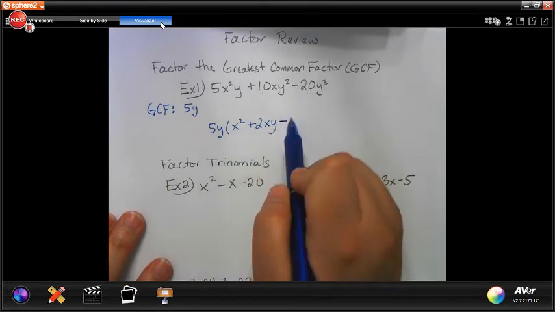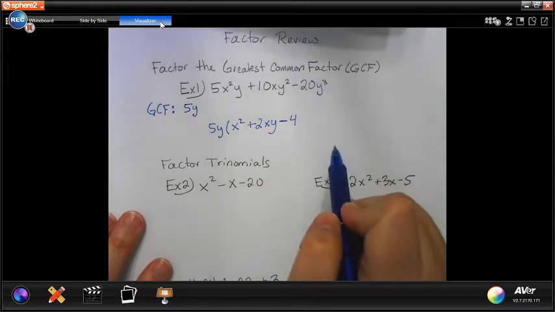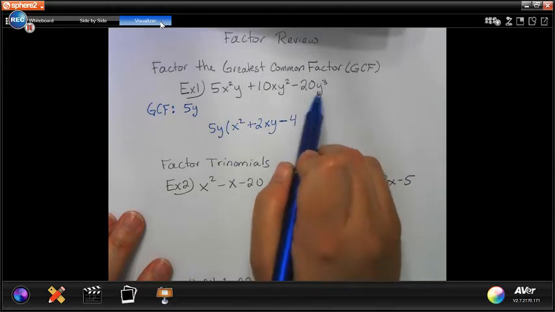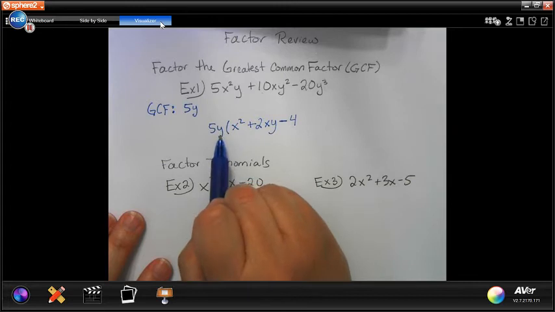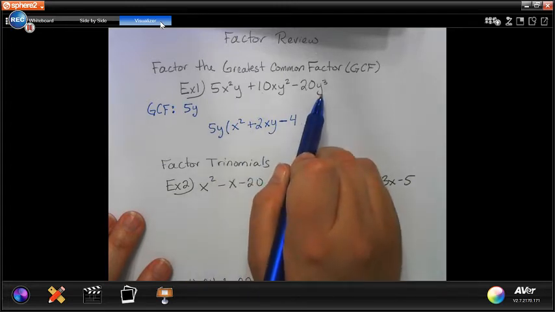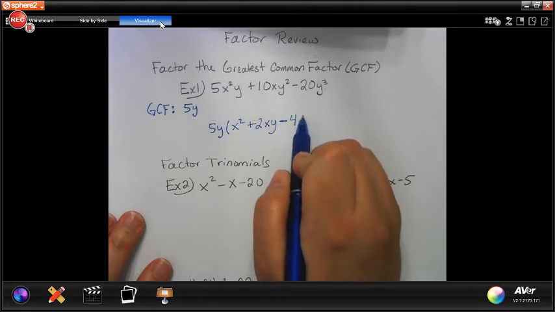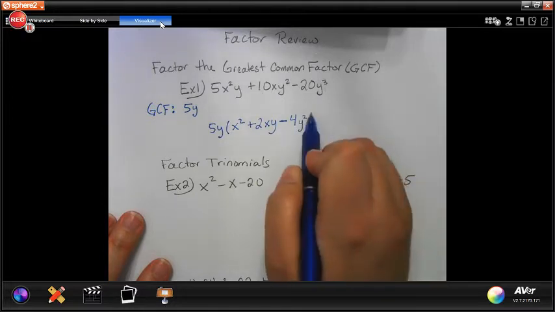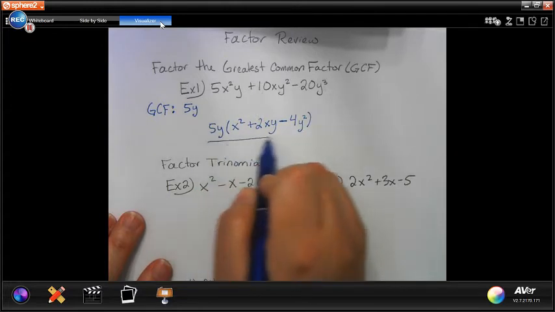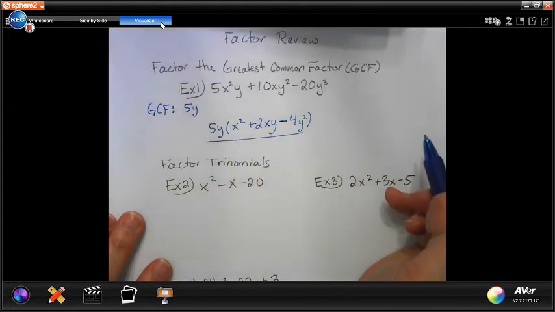And 5 goes into 20 4 times. And then there's no x to worry about. We're taking one of the y's out. So there are 3 y's originally. When we take one of the y's out, that means there are 2 y's left. So we write y squared, and we close our parentheses, and that is factoring the greatest common factor.